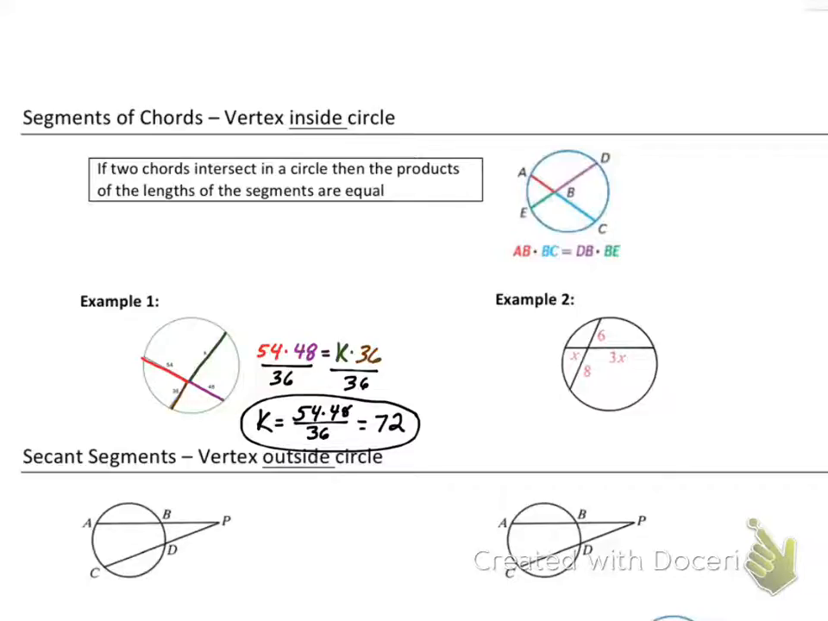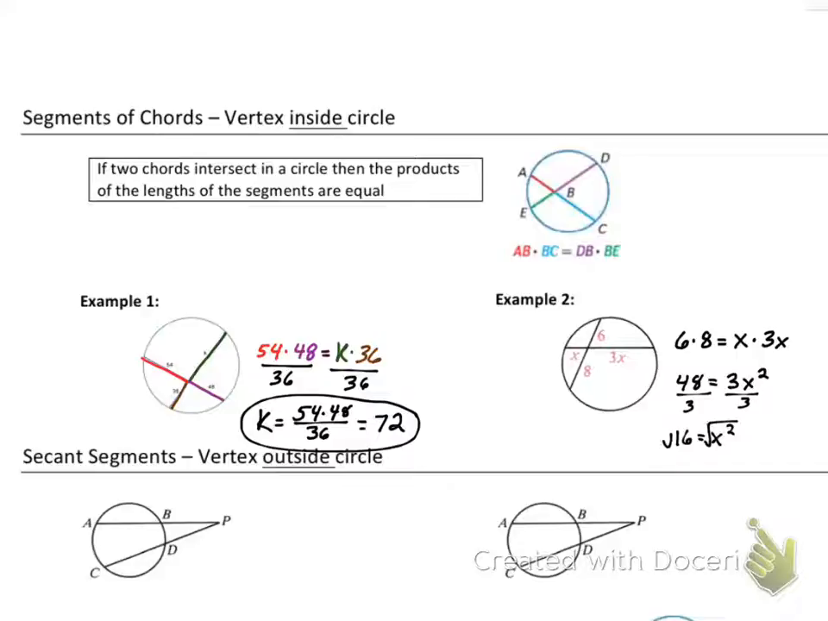Same thing for the next one. It's just the two segments multiplied. So we can do 6 times 8, which equals one segment of the chord, x, times the other segment of the chord, 3x. Well, 6 times 8, that's 48. That equals 3x squared. Divide both sides by 3, and that's going to be 16 equals x squared.